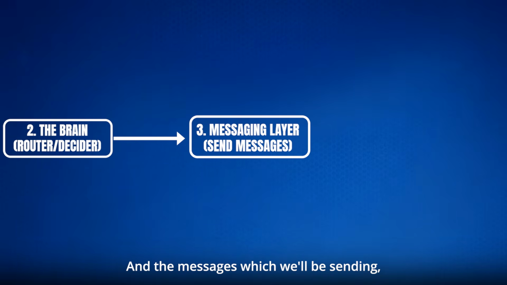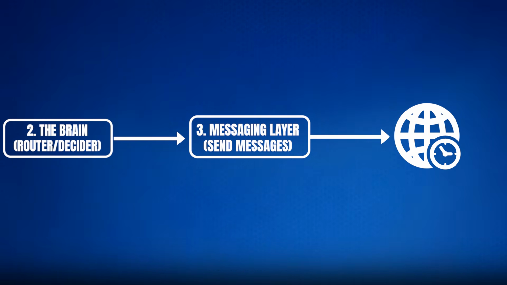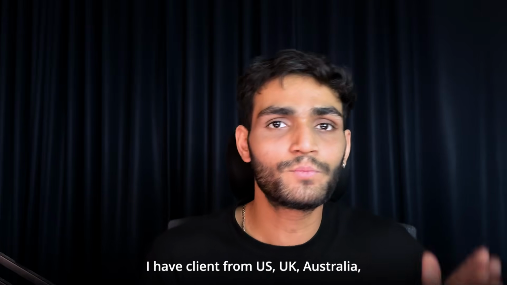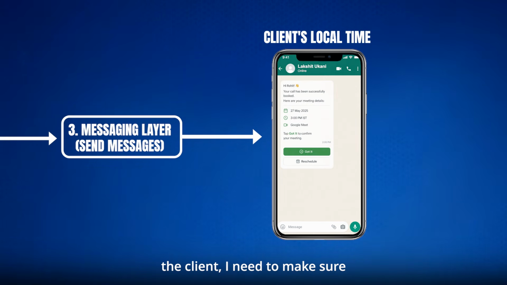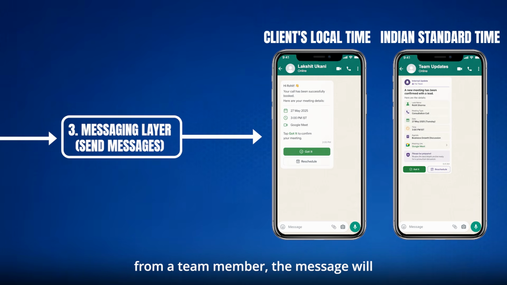The messages which will be sent will be in their time zone. Let's say I am in India. I have clients from the US, UK, Australia, New Zealand. Everyone has a different time zone. So whenever I send a message to the client, I need to make sure that I am sending it in their own time zone and not in IST. And from my team member, the message will always go in IST.